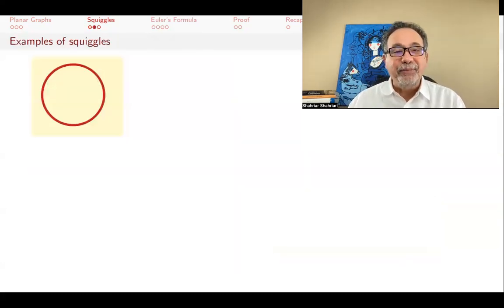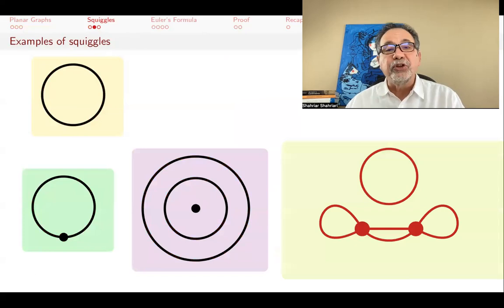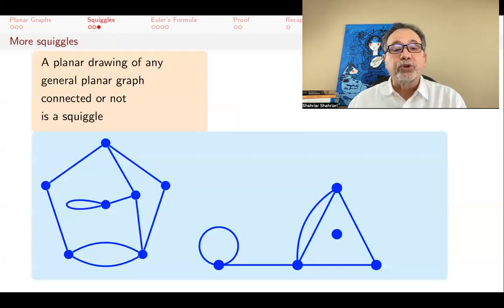Let me give you some examples of squiggles. So here's one, just a loop without any vertices, but I could have one vertex, or I could have two loops without vertices and a vertex inside, or I could have this other shape. So these are all examples of squiggles. Any planar drawing of a general planar graph, connected or not, is also a squiggle. So this whole thing, for example, is one squiggle.